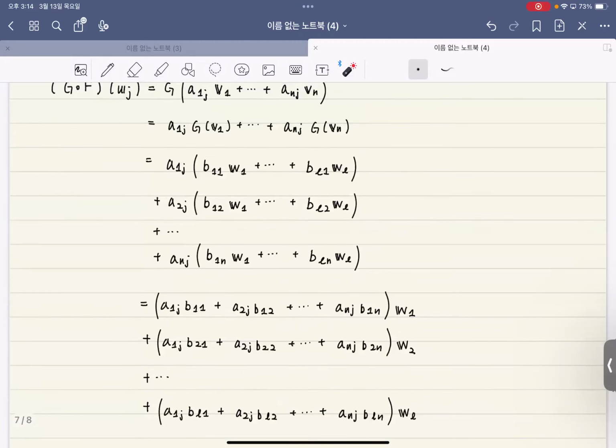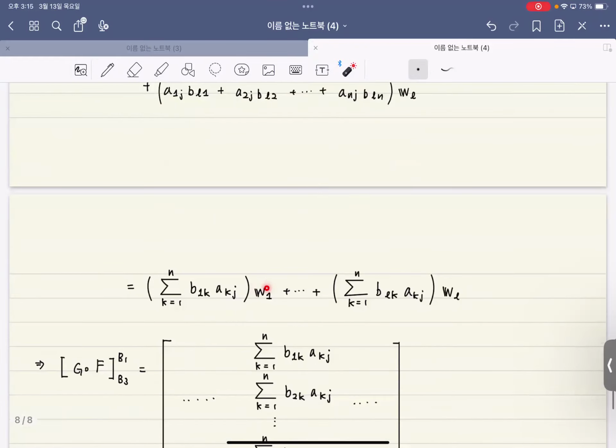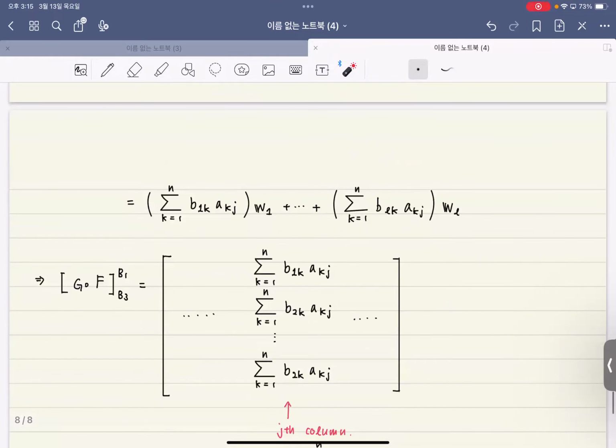Okay, so what I did was plug the basis vector into this composed linear transformation, and the answer was written in terms of another basis vector. So that means the matrix representation of this linear transformation in terms of bases B1 and B3 is this matrix, and the jth column of this matrix is just the collection of these numbers written from top to bottom, right?